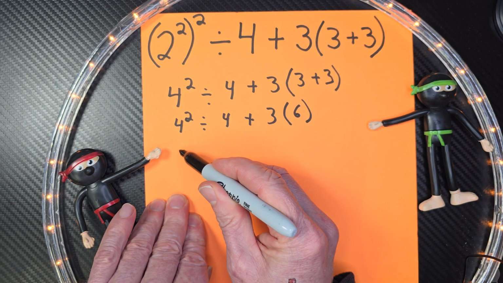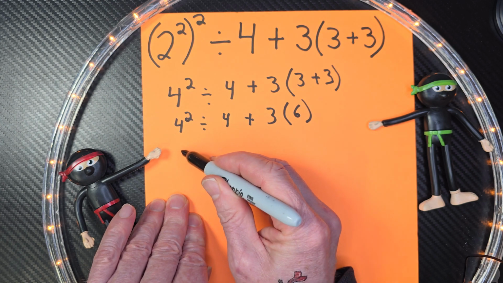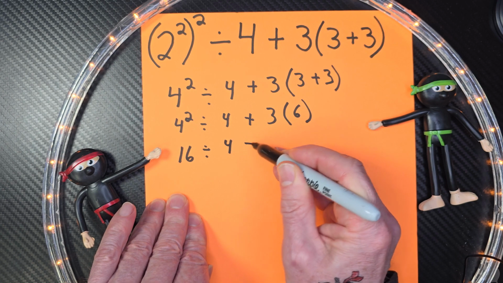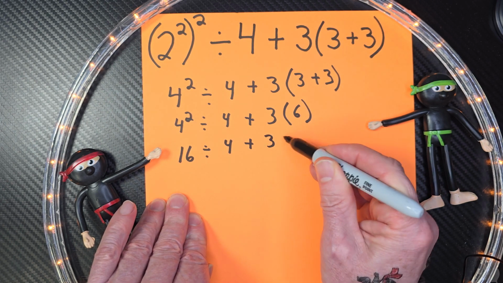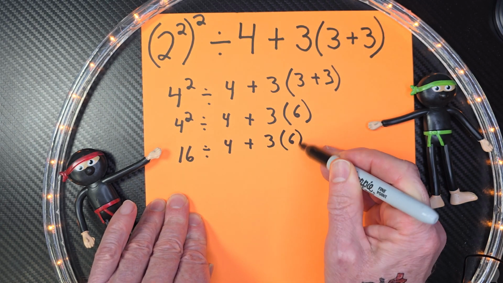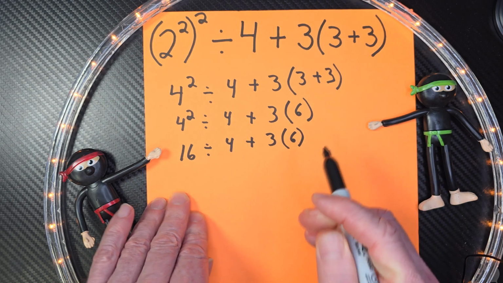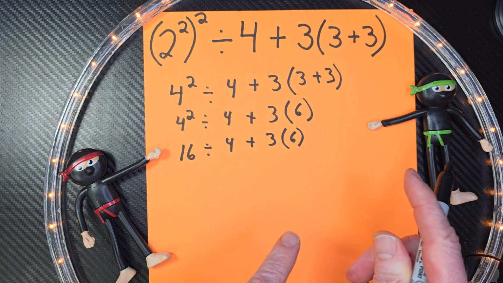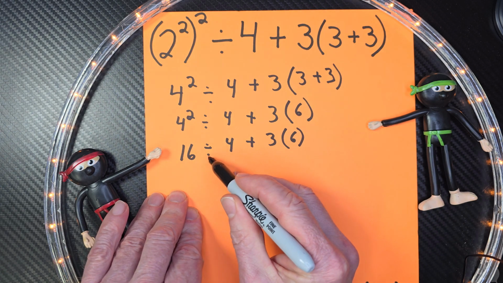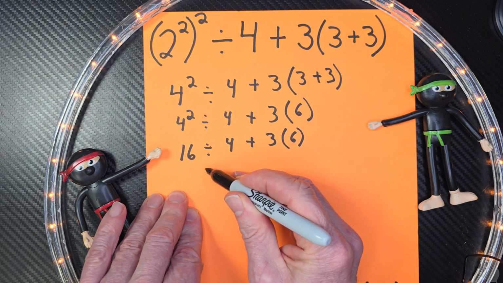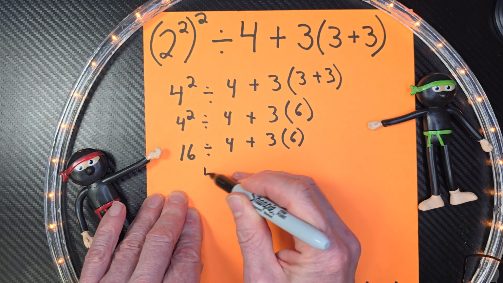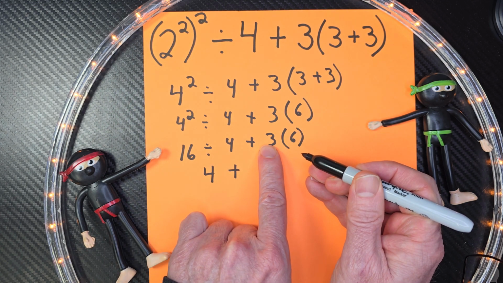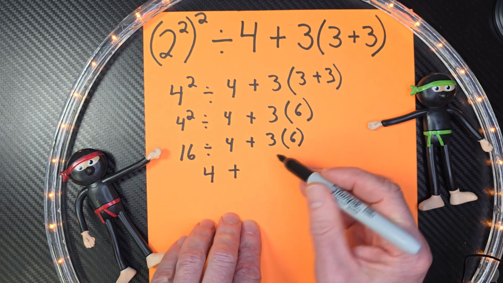4 to the second power would be 4 times 4, it would be 16 divided by 4 plus 3 times 6. All right, again, now we're going to do multiplication and division from left to right. So now I'm going to go 16 divided by 4, which would be 4, plus, and I'm going to jump to this step right here. All right, so I'm going to go 3 times 6 would be 18.